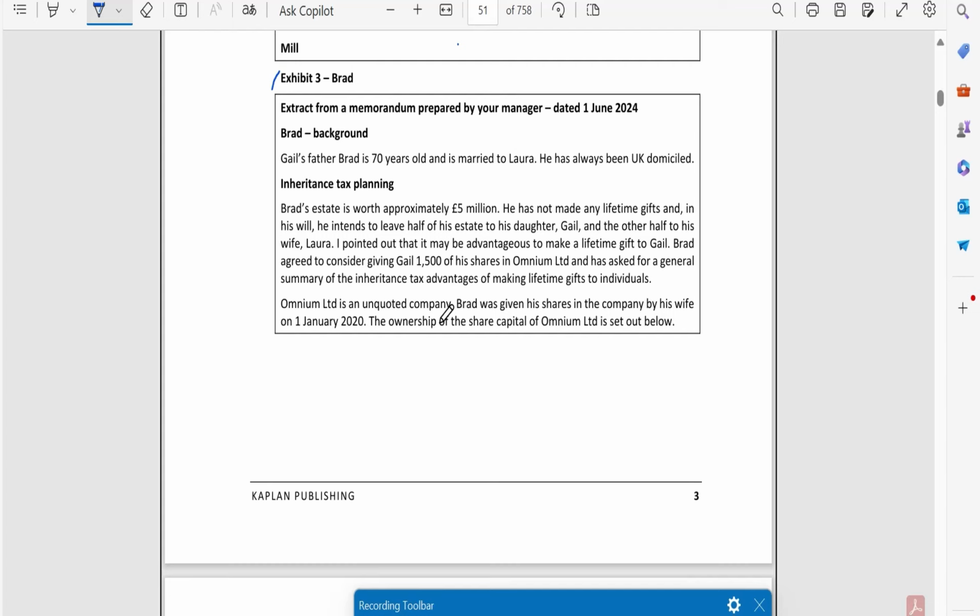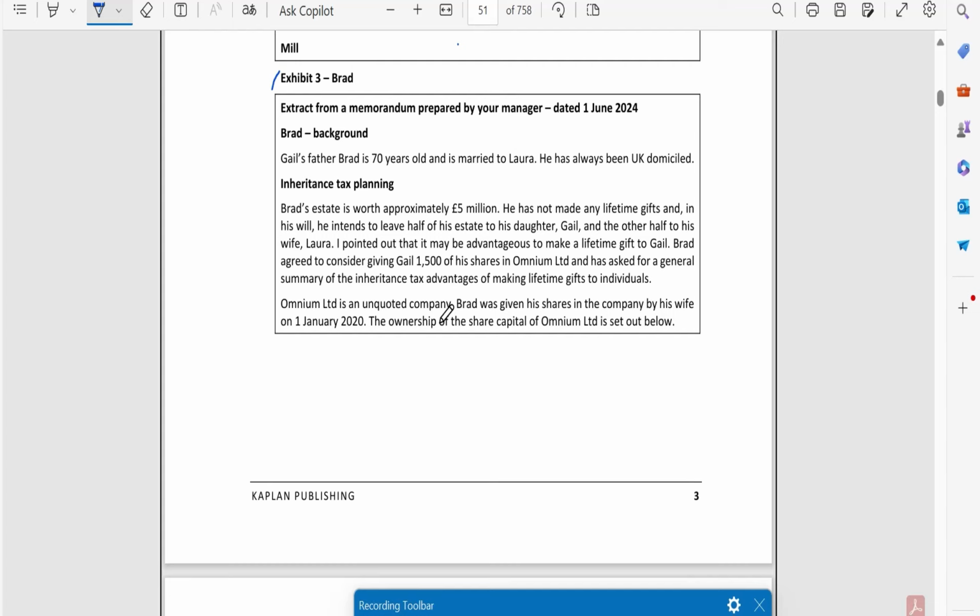And I pointed out that it may be an advantage to make a lifetime gift to Gail. Okay, and Brett agreed to consider giving Gail 1,500 of his shares in Omnium Ltd and had asked for a general summary of the inheritance tax advantages of making a lifetime gift to an individual.